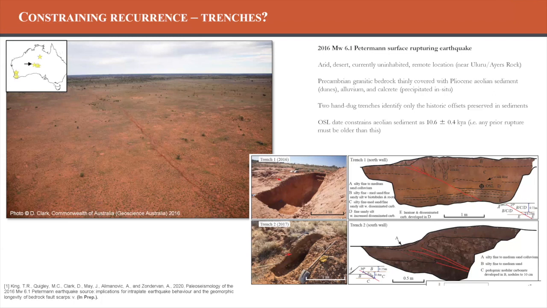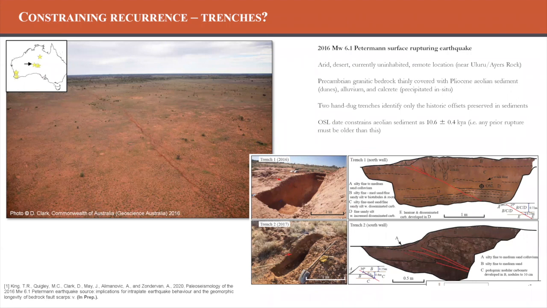So the calcrete preserves no offset, and the aeolian sediments preserve no offset. So we got an OSL date from one of those trenches, and it says that the aeolian sediment is about 10,500 years old. So any prior rupture has to be older than that, but we sort of assumed that anyway. So we want to go back in time further.